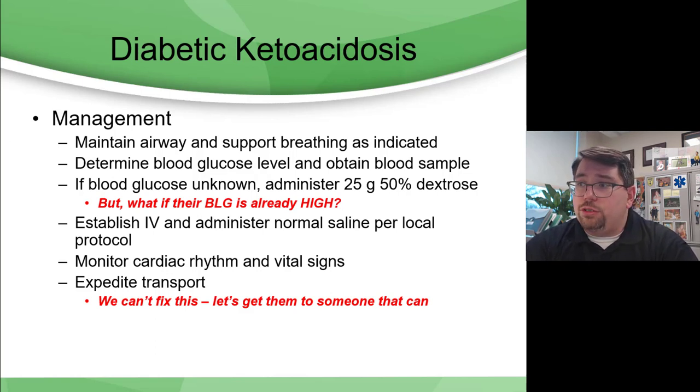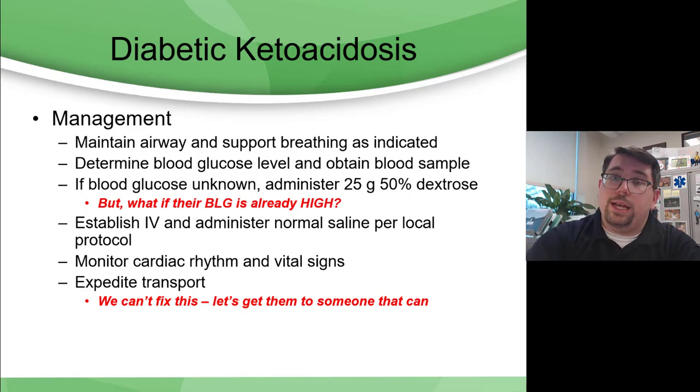Establish your IV and administer normal saline per your local protocols at 20 mLs per kilogram. Monitor your SpO2. Treat with oxygen if they're hypoxic, but avoid hyperoxia. Use your end tidal to help determine the levels of acidosis that are there, and then make sure that we get this individual to someplace that can provide medications or insulin in this case to help bring down their blood glucose levels as appropriate.